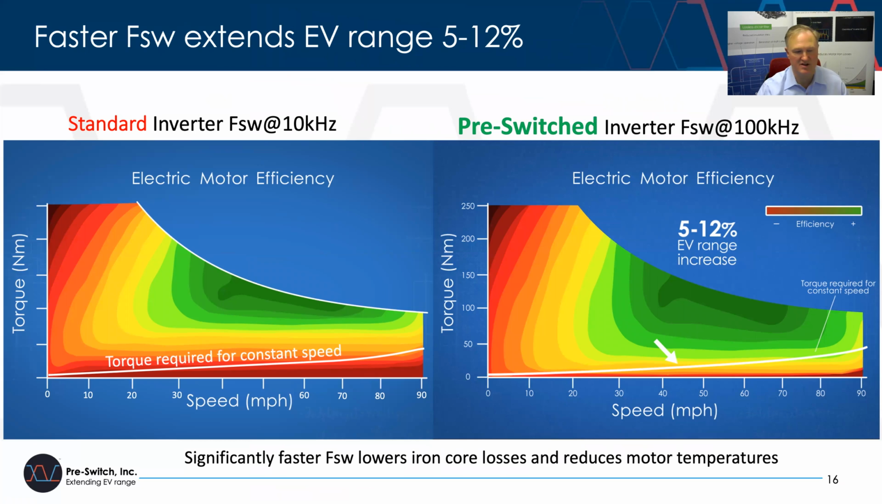When you look at the benefits of producing an almost pure sine wave into the motor, you can see that although the benefits are improved at the top in the right-hand case, there's a larger benefit, larger gains are had at the constant torques that are needed for constant speeds. So this directly improves the EV range by an estimated 5 to 12%.